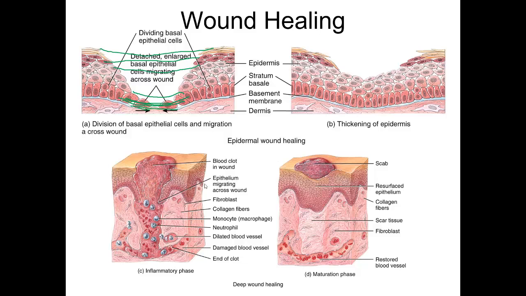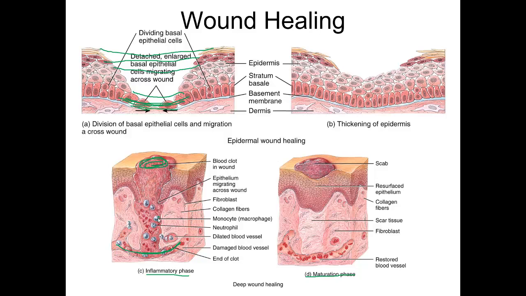Now, in deep wound healing, you have something called the inflammatory phase and a maturation phase. The inflammatory phase is when your body is having an inflammation type response. So take a look at this. A blood vessel here has been punctured. As the blood vessel has been punctured, you see the blood, the red blood cells and the white blood cells coming up here. There's a clot that has formed. So eventually you see that there's going to be a scab formed at this area of some kind.